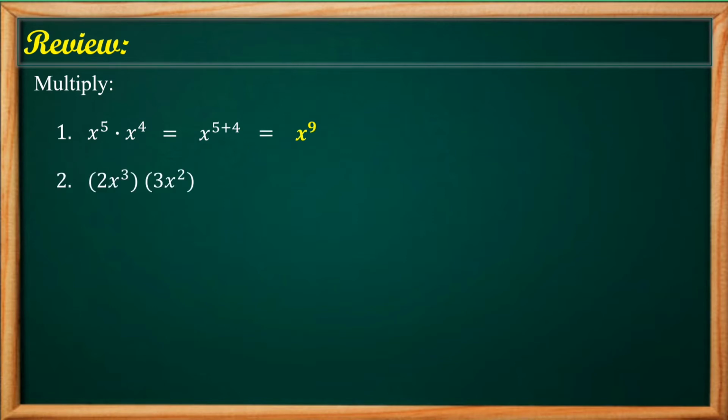Okay, number 2. 2x cubed times 3x squared. We will multiply 2 and 3. Okay, then they have the same base, the literal coefficient, which is x. Then add the exponents. 2 times 3 is 6. And you have here x, 3 plus 2 is 5. 6x raised to 5.